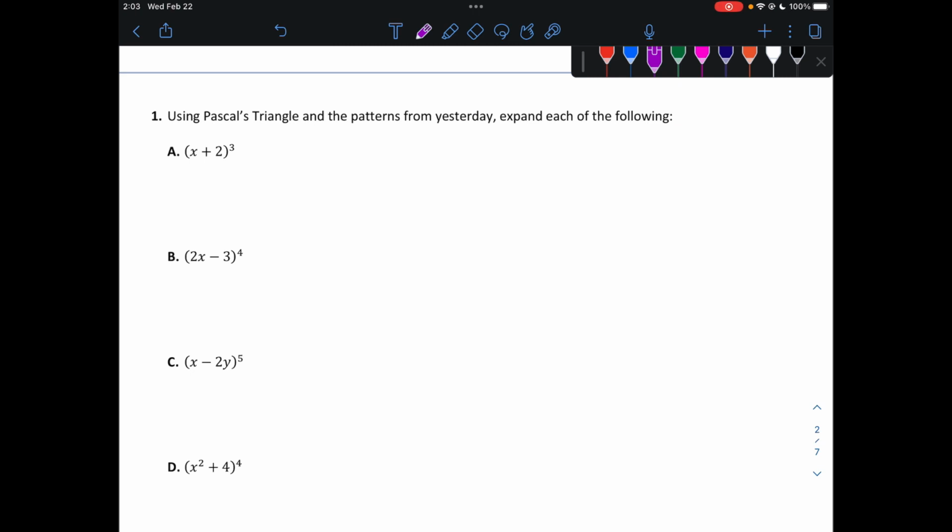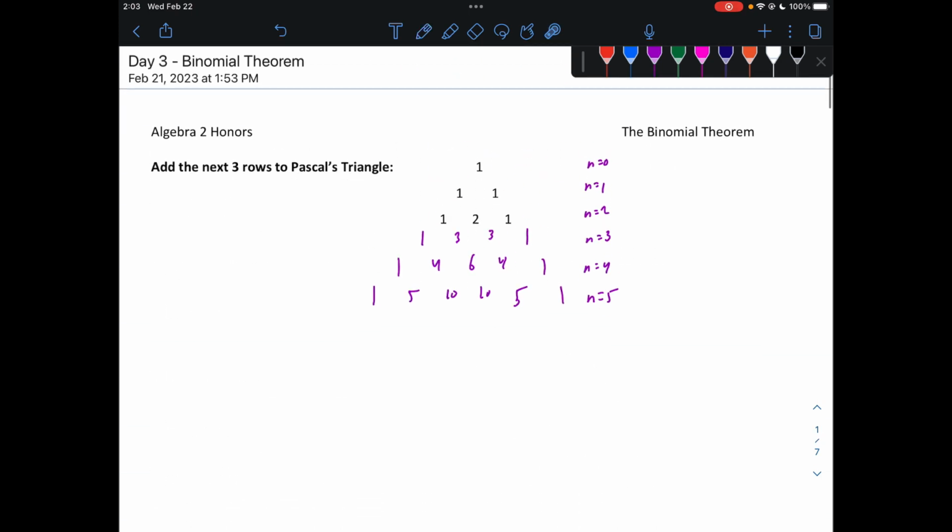All right, using Pascal's triangle and the patterns from yesterday, expand each of the following. So x plus 2 to the third. So to the third power, our coefficients are 1, 3, 3, 1. So 1 plus 3 plus 3 plus 1.